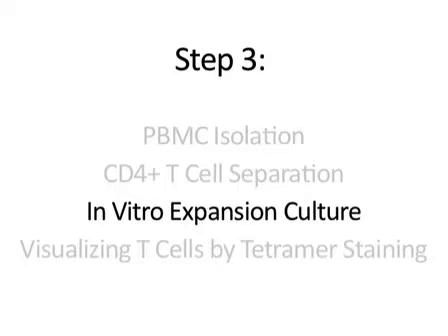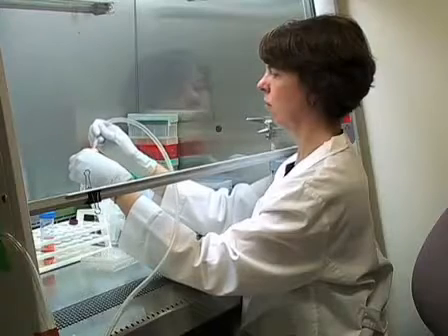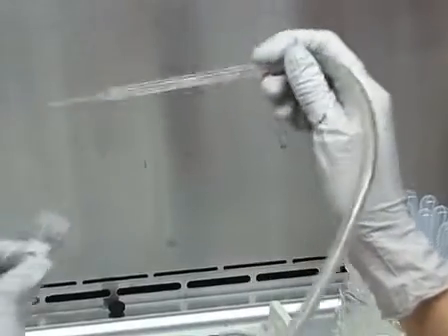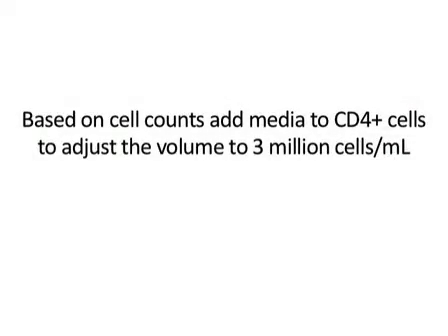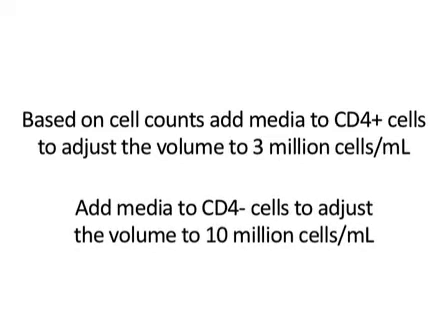Step 3. In vitro expansion culture. Aspirate liquid from the CD4 positive and CD4 negative cell pellets. Based on the cell counts, add media to the CD4 positive cells to adjust the volume to 3 million cells per mil. Add media to the CD4 negative cells to adjust the volume to 10 million cells per mil.